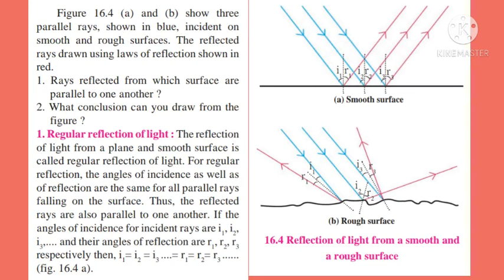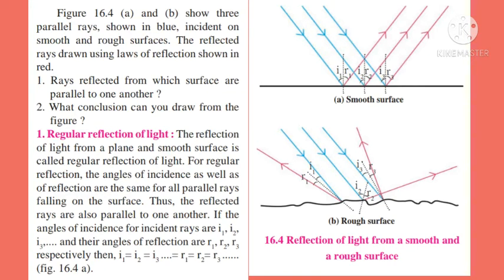Now we will study regular reflection of light and irregular reflection of light. First, regular reflection of light. The reflection of light from a plane and smooth surface is called regular reflection of light. Understood? The reflection of light from a plane and smooth surface is called regular reflection of light. Examples of smooth surfaces are a table, a book, etc.